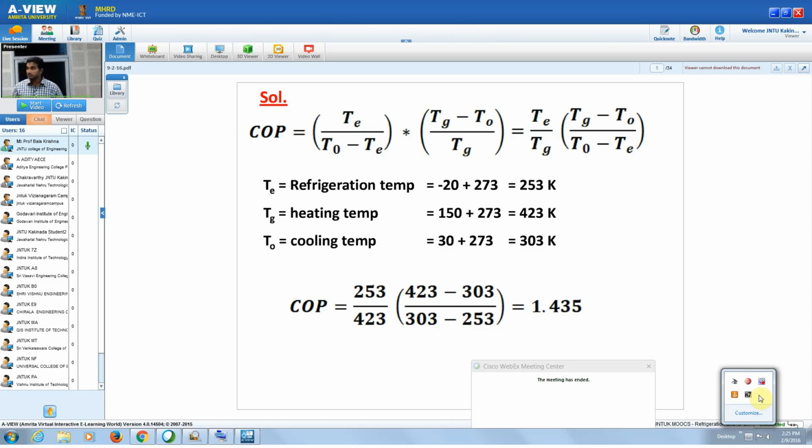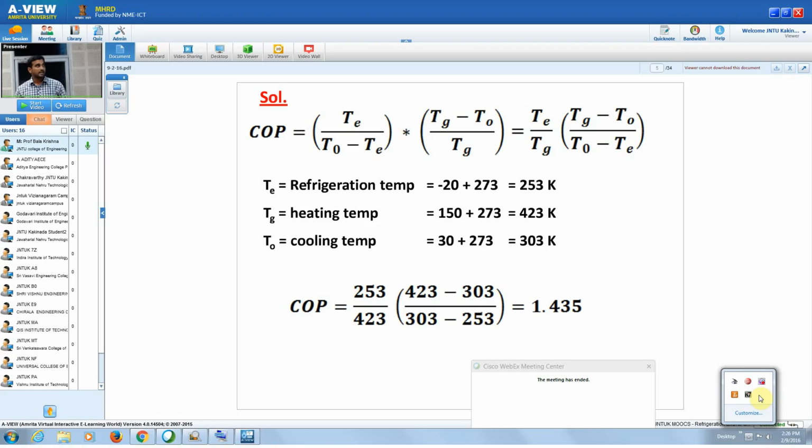Coming to the COP, this is the formula: COP = ((T_G - T_0)/T_G) × (T_E/(T_0 - T_E)). This is the formula that was derived in the previous class. It can also be written as T_E/T_G into (T_G - T_0) divided by (T_0 - T_E).